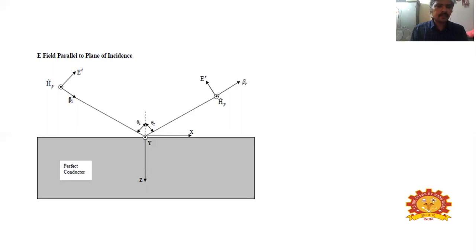Of course, the electric field intensity is perpendicular to the magnetic field intensity, which is along the line of propagation. As these waves are incident on the perfect conductor at an angle theta i, they get reflected at an angle theta r, and the components get resolved into three components. The reflected electric field intensity is perpendicular to the magnetic field intensity Hy, whereas Hy and beta r, the reflected propagation constant, are on the same line.